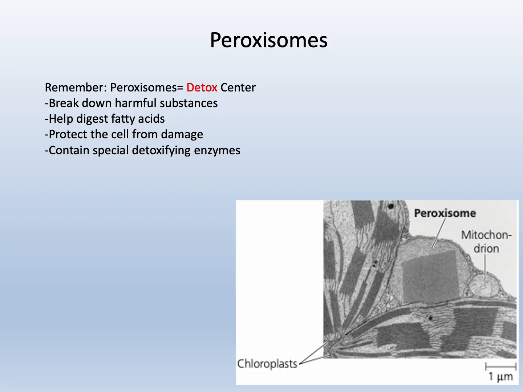Next we have the peroxisomes, which you might have seen in the last slide. They are the detox center. They detoxify substances. They help protect the cell by breaking down harmful substances and certain fatty acids. And also one of their jobs is to help neutralize hydrogen peroxide, also known as H2O2, a chemical that can damage cells if it builds up.